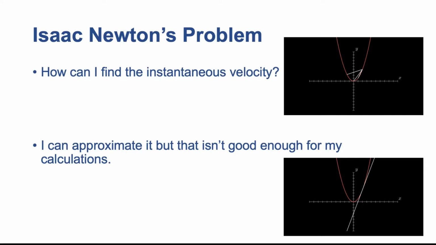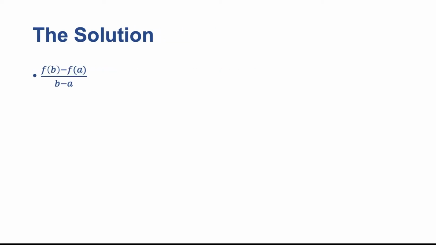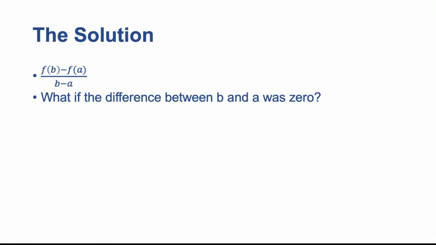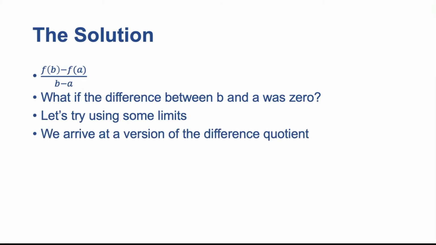So how did he arrive at this? What he did was he took the formula that we normally learn in high school that finds us the secant line, and that is f of b minus f of a over b minus a. And he asked the question, what if the difference between b and a was 0? Maybe I could use some limits. And he arrived at something that looked very similar to the difference quotient, but with a limit on it.